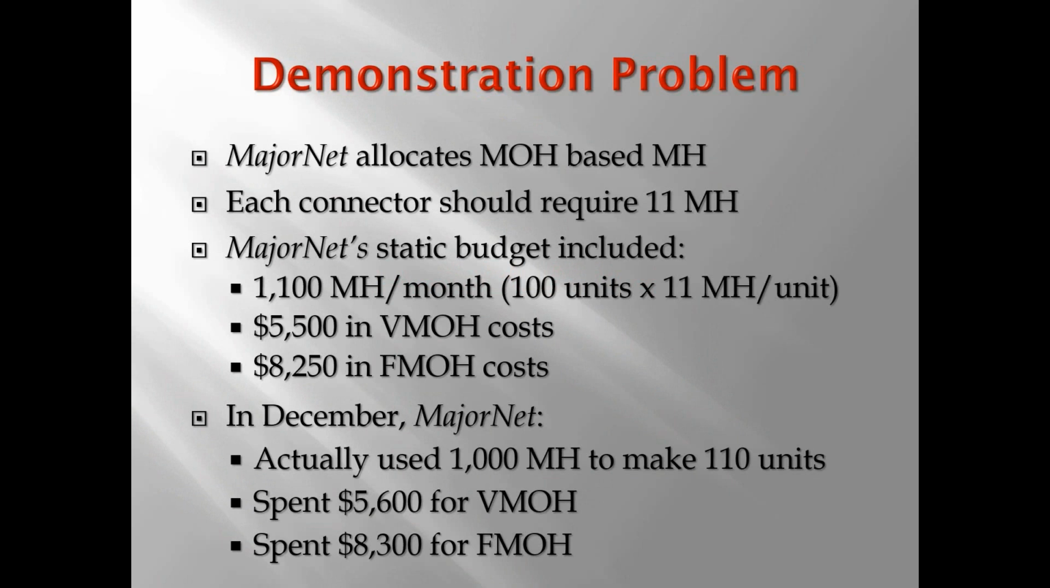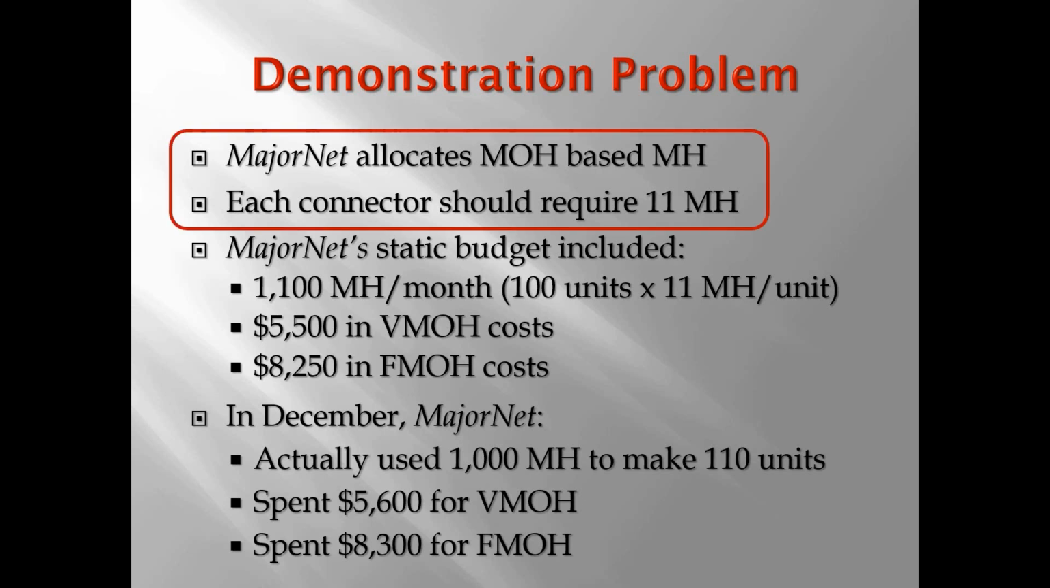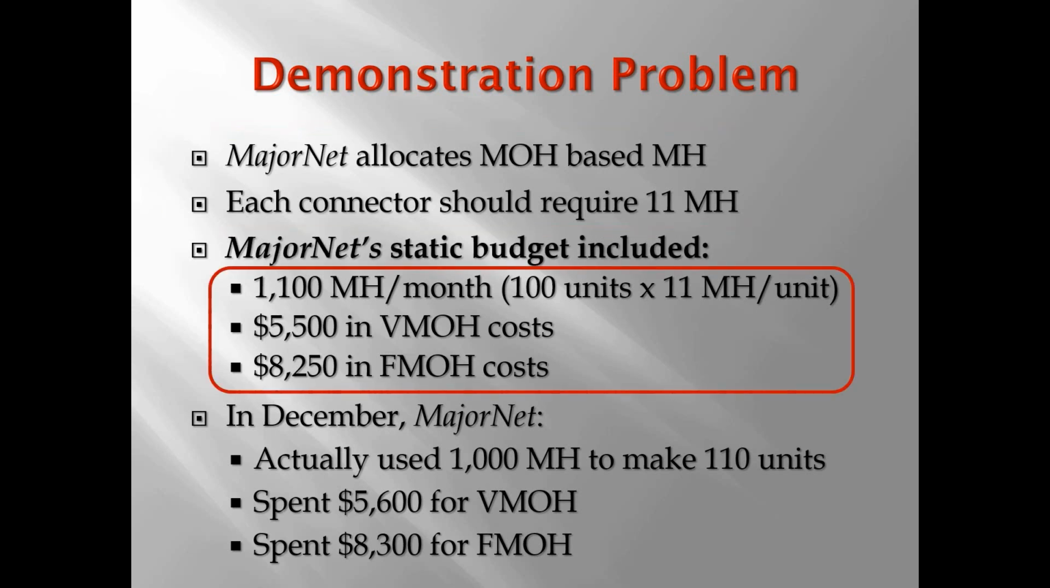Now, let's take a look at Medinets' overhead variances. We're told that the firm allocates overhead based on machine hours and an expectation that it takes 11 machine hours to make each internet connector. Before the period started, the firm had a master budget that was based on 100 units made and 11 machine hours per unit, which gives us 1,100 machine hours during the month.